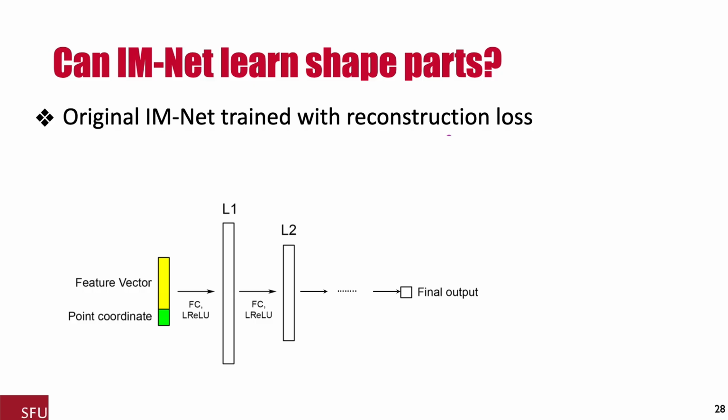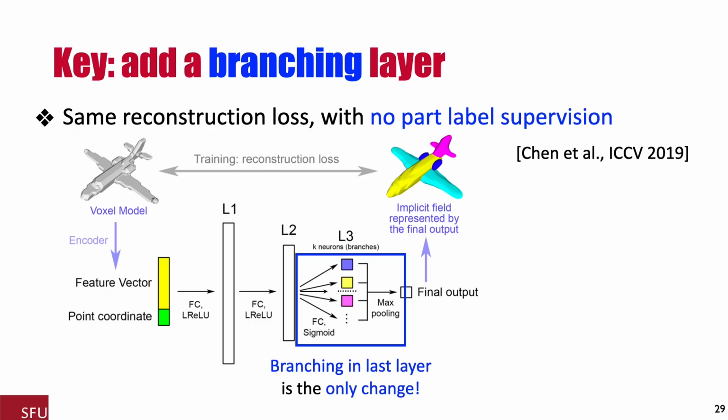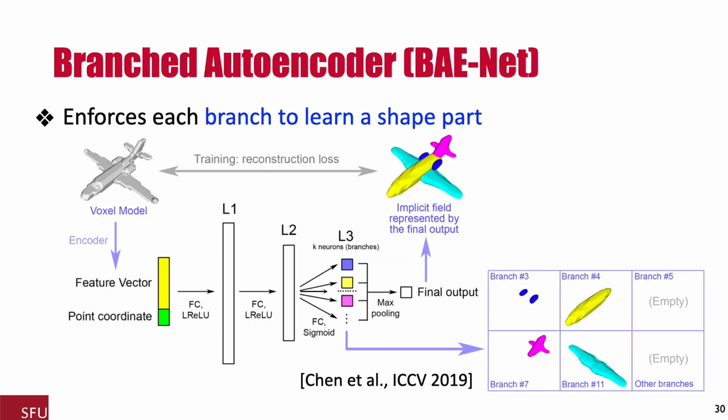All he did was change the last layer of the network into a branched layer, right? That's the only thing that has changed, if you can see. And we were hoping that each branch would learn a meaningful object part. Other than that, it's all exactly the same. Input is the same, and output is the same. There's reconstruction loss per voxel. It turned out it worked pretty well. Of course, I'm going to explain why it worked well.